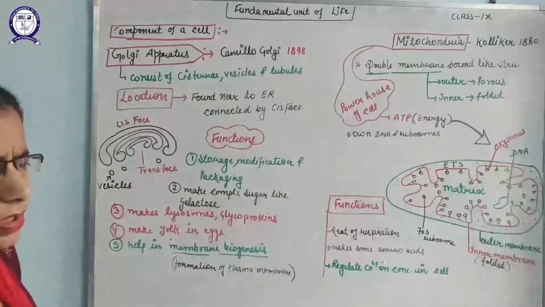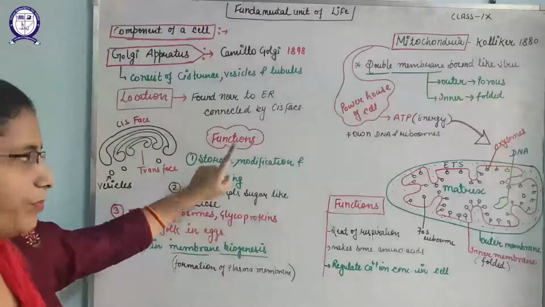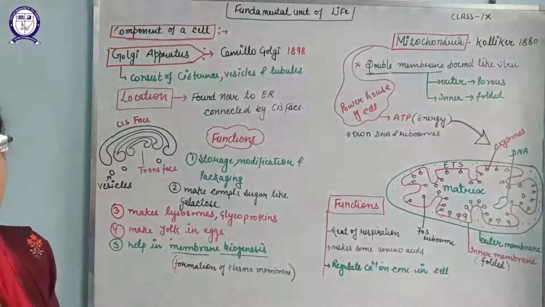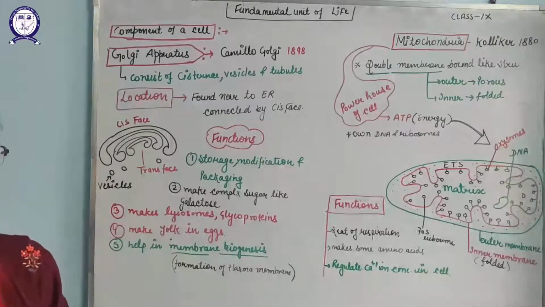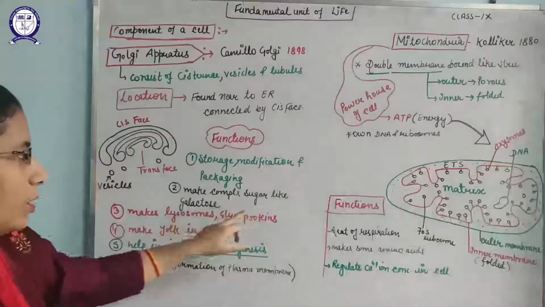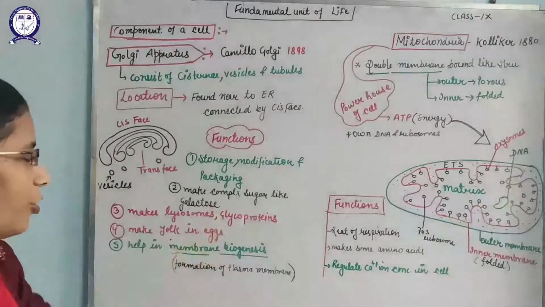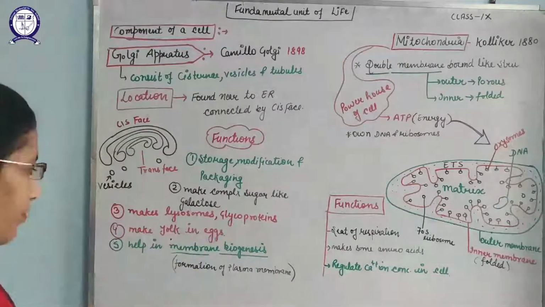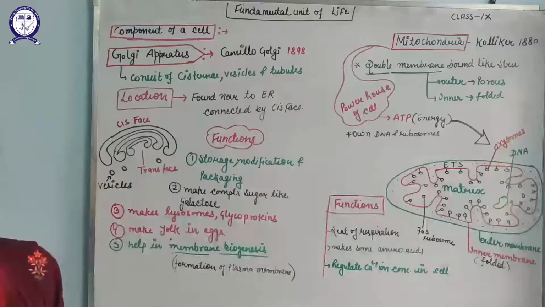What is the function of the Golgi body? It helps in the storage, modification and packaging of the proteins synthesized in the ribosomes. The proteins which are synthesized are not actually used in the same form by the cells, so they need to be modified. Second, it also makes complex sugars like galactose. It also makes lysosomes and glycoproteins. It also makes yolk in the eggs.